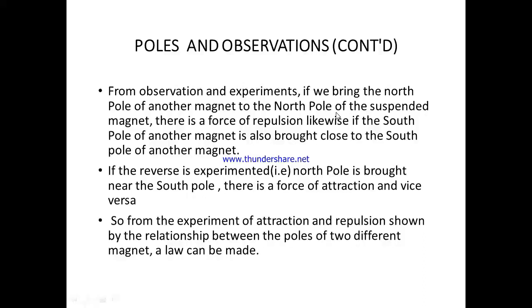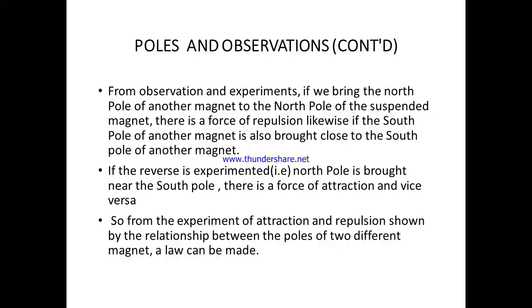Poles and observations. From observation and experiment, if we bring the north pole of another magnet to the north pole of the suspended magnet, there is a force of repulsion. Likewise, if we bring the south pole of another magnet to the south pole of the suspended magnet, there is also repulsion. And if the reverse is tried, north pole to south pole, there is a force of attraction, and vice versa.